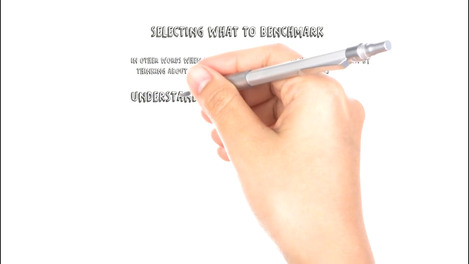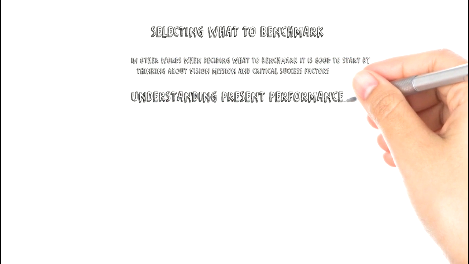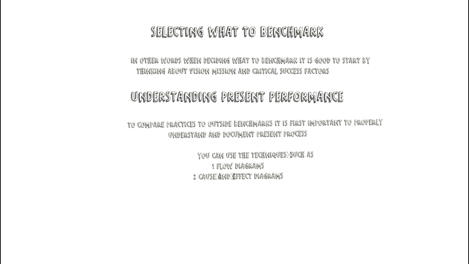In understanding present performance, to compare practices to outside benchmarks, it is first important to properly understand and document the present process. You can also use techniques such as flow diagrams and cause and effect diagrams. Benchmarking planning. When internal processes are understood and documented, it is possible to make decisions about how to conduct the study. Benchmarking is a learning process.